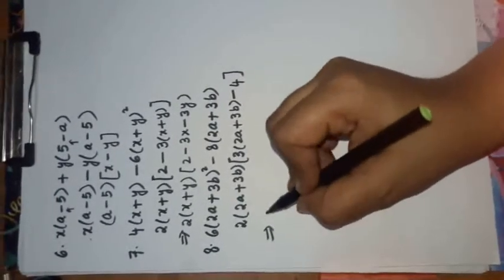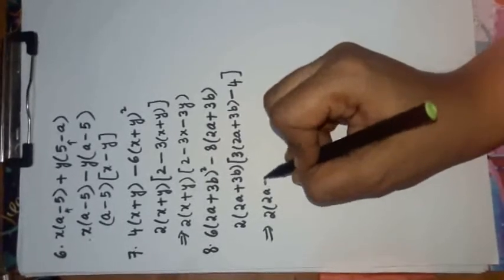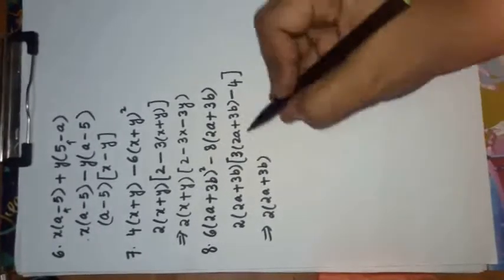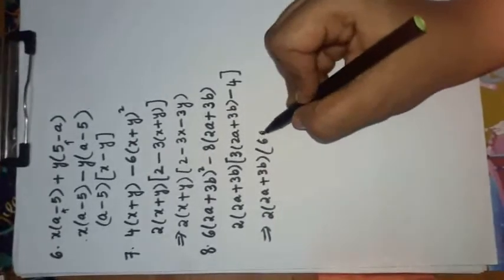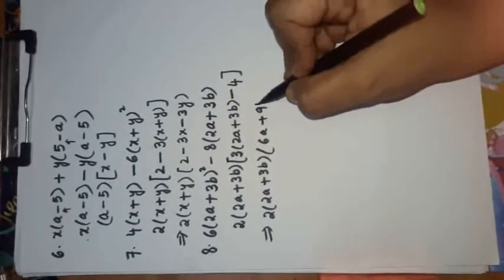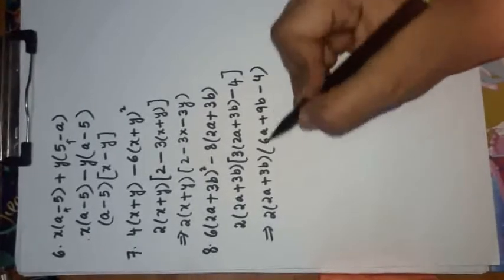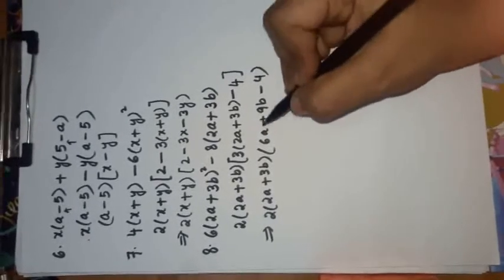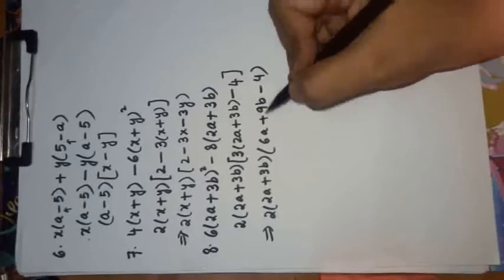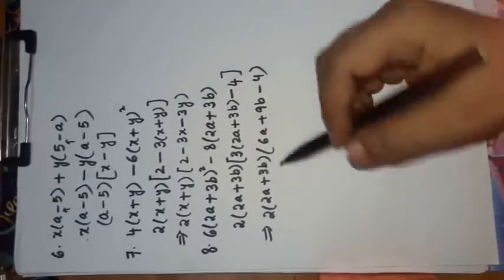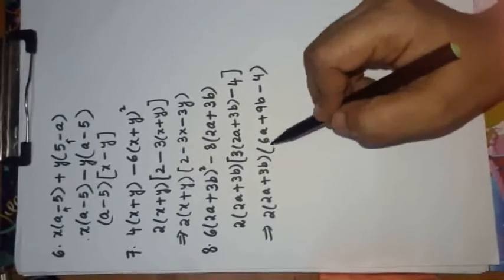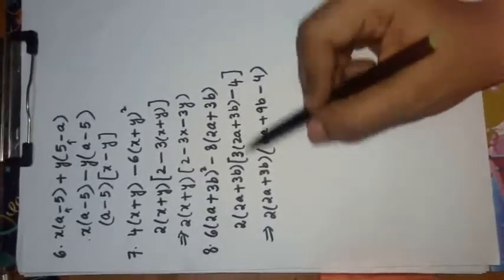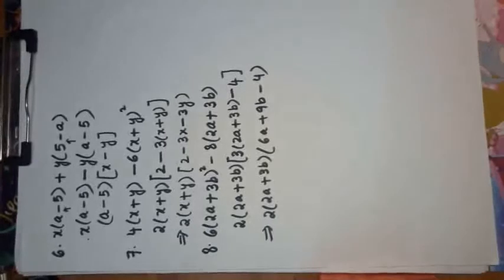Now after that, 2 of 2a plus 3b, then in the brackets you just have to multiply. 3 2s are 6a plus 3 3s are 9b minus 4. Now nothing you can do, all other unlike terms, a, b, and this is a constant. You can't add or subtract anything. So over here 2 of 2a plus 3b, then 6a plus 9b minus 4. So these are the factors of the given expression. Now let us go to the ninth problem.